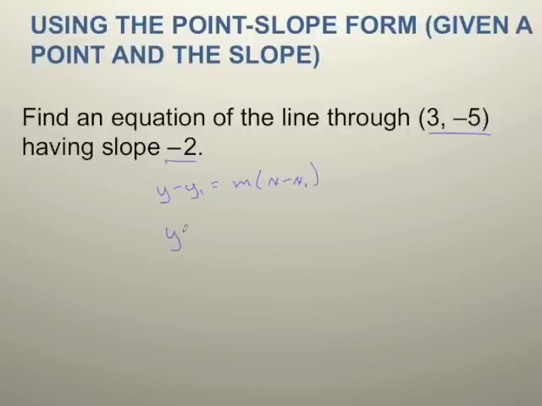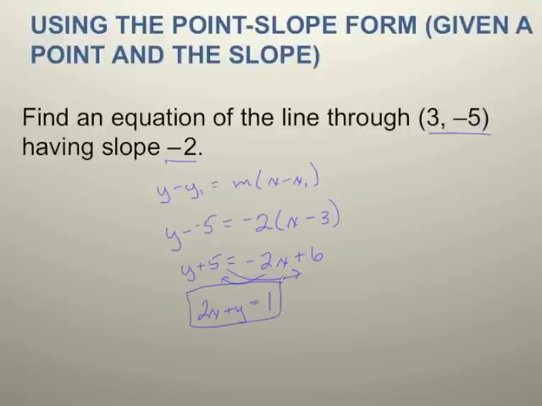So y minus y sub 1 equals m times x minus x sub 1. So y minus negative 5 equals negative 2 times x minus 3. Let's remove the parentheses. y plus 5 equals negative 2x plus 6. Getting it in standard form would put the x on this side: 2x plus y equals, and moving the 5, equals 1. This would be the standard form of that line.